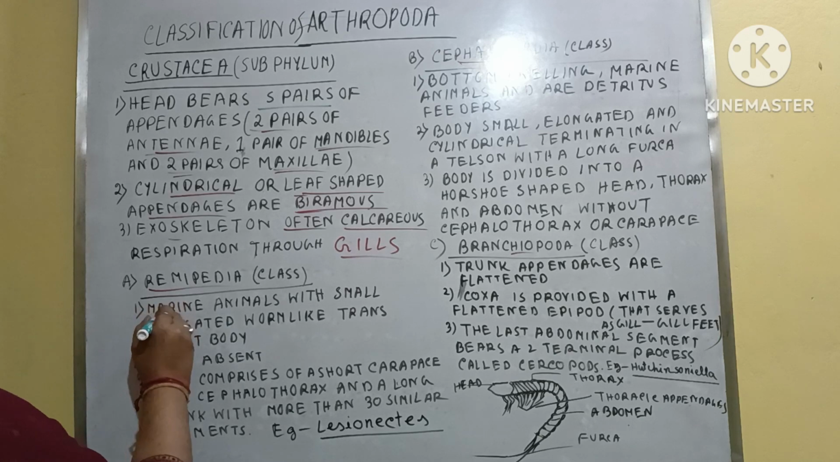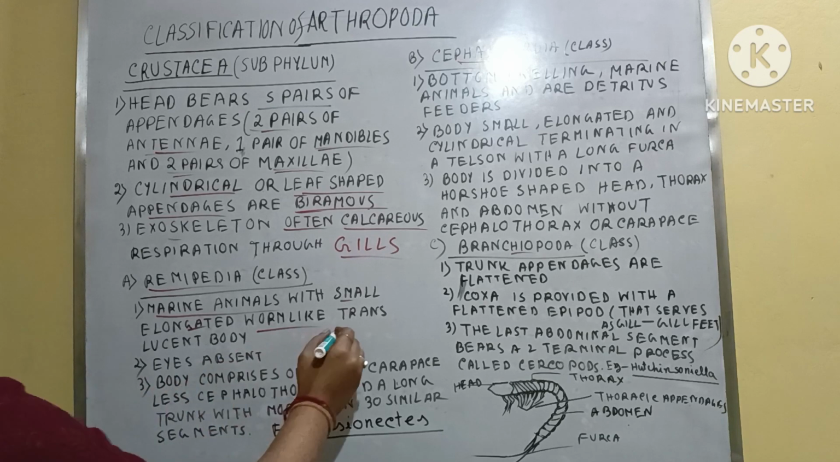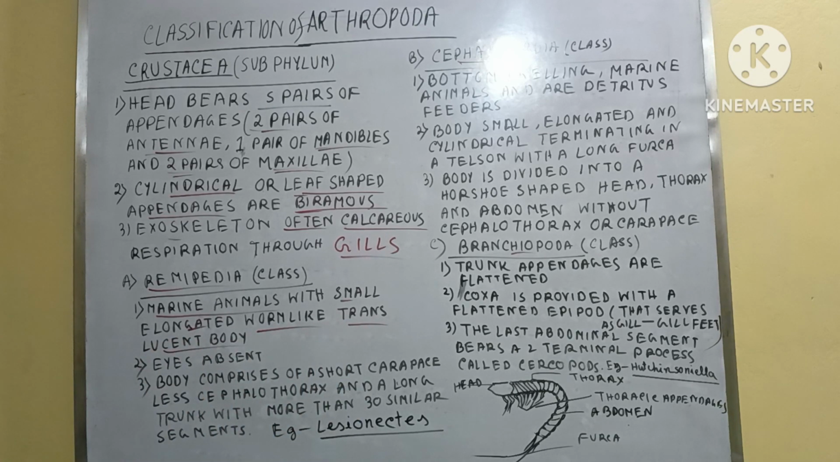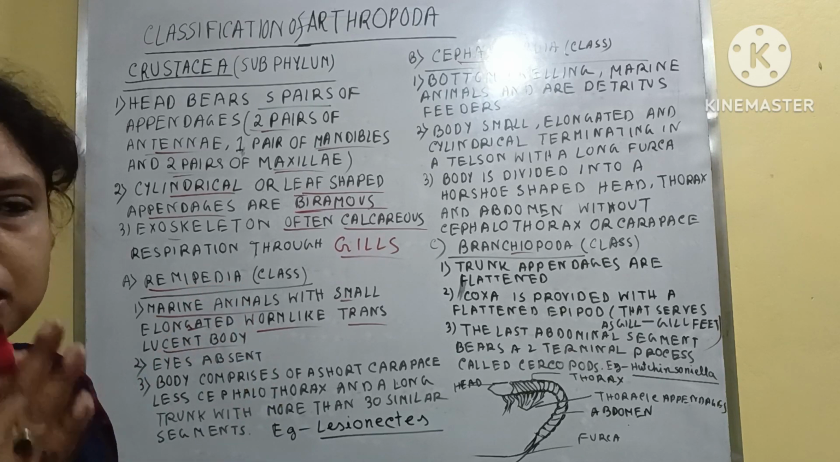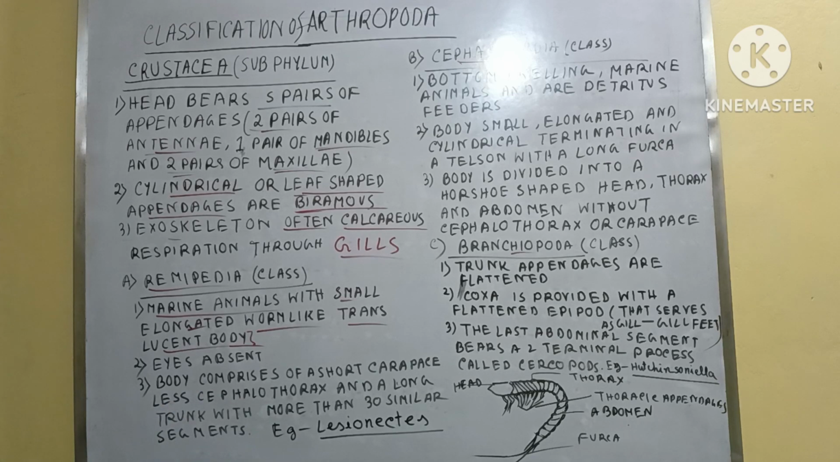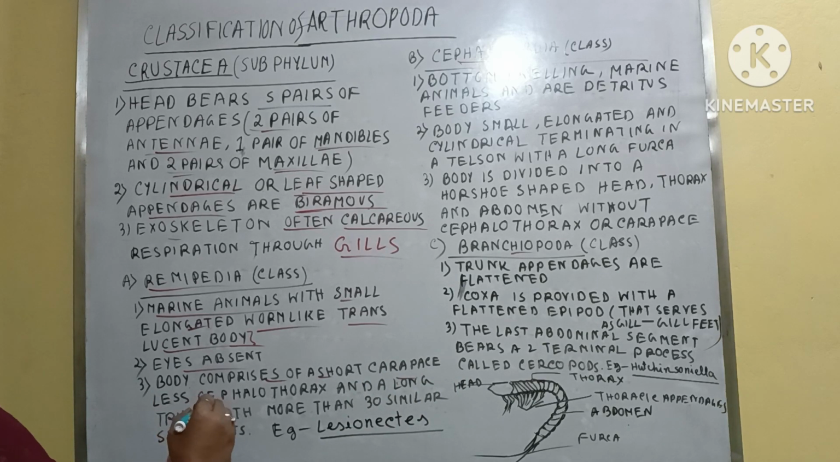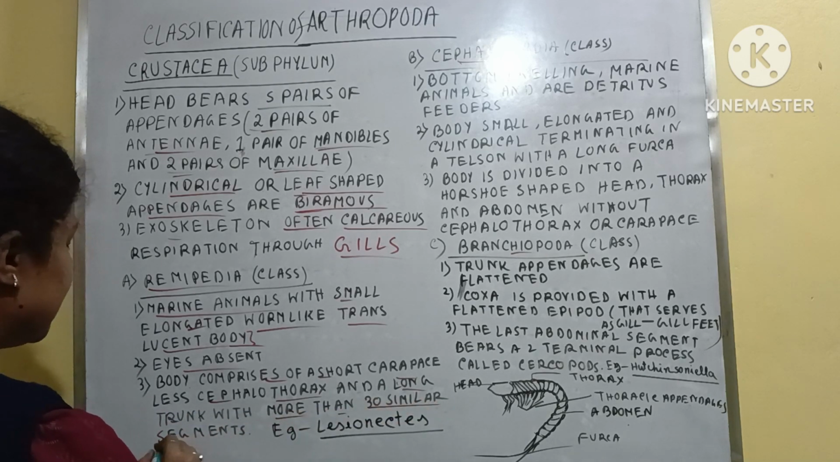Here these are generally marine animals. They are marine animals with a very small, elongated, worm-like structure, and the body is translucent. Okay, not transparent, translucent. That means light cannot pass through translucent objects. So that's why this body has a translucent shade. Number 2, eyes absent. Number 3, the body comprises a short carapace-less cephalothorax and a long trunk with more than 30 similar segments.